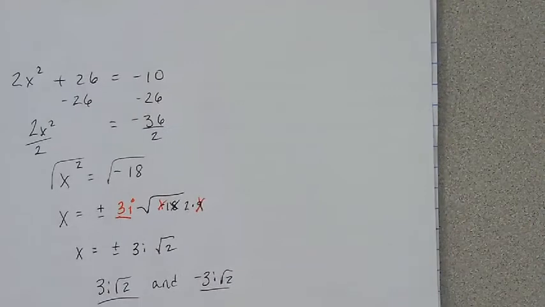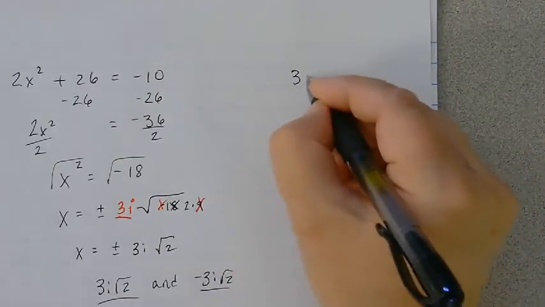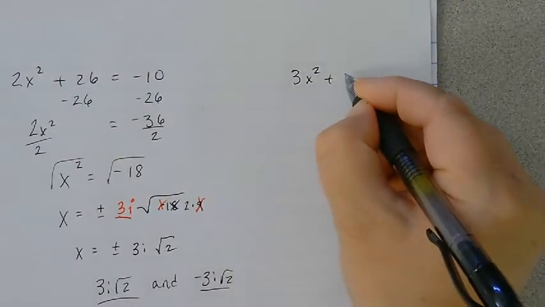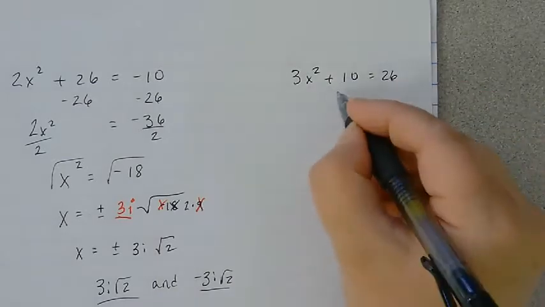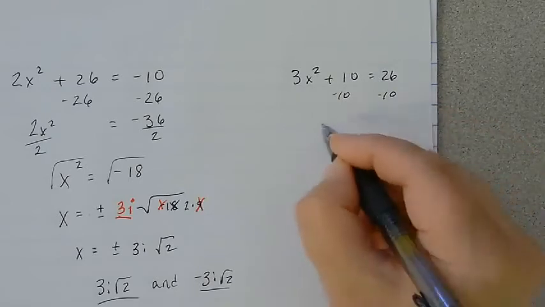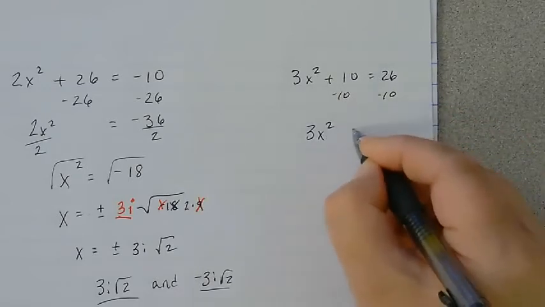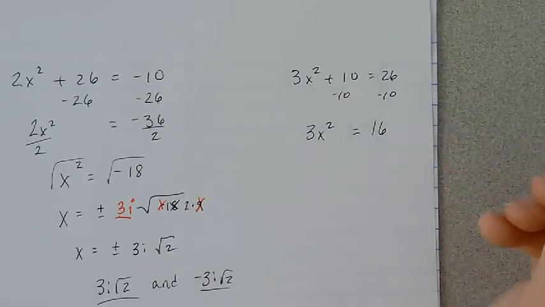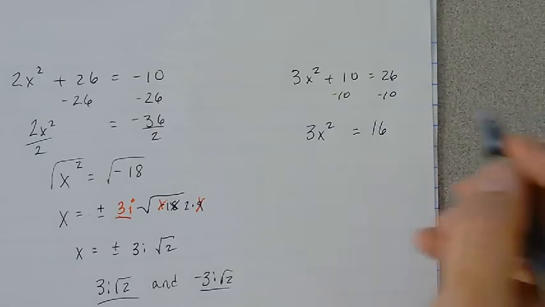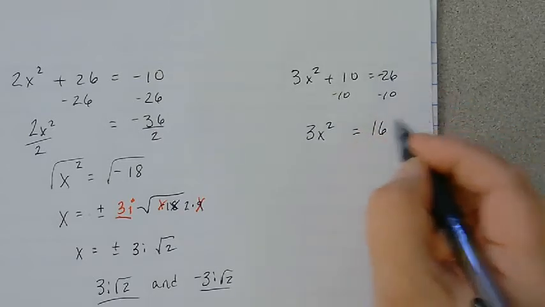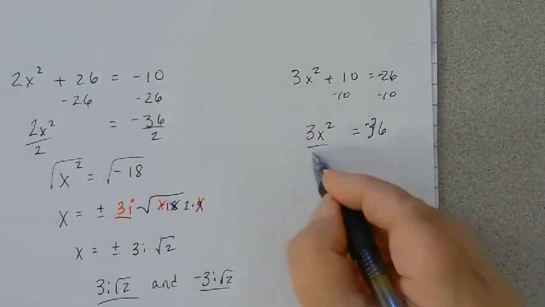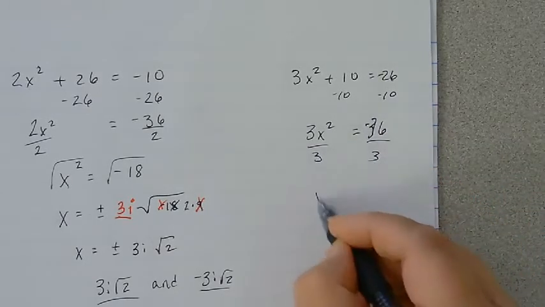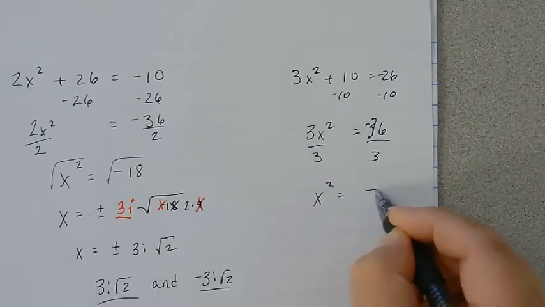Let's do another one of those. 3x squared plus 10 equals negative 26. So I'll start by subtracting 10. So I get 3x squared equals negative 36. Then I'm going to divide both sides by 3. So I get x squared equals negative 12.